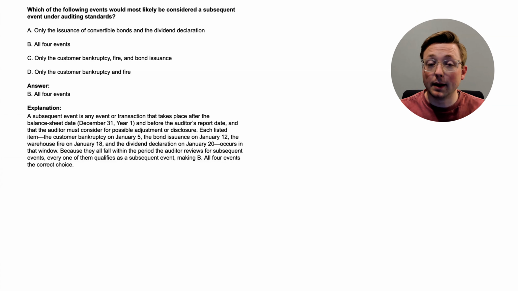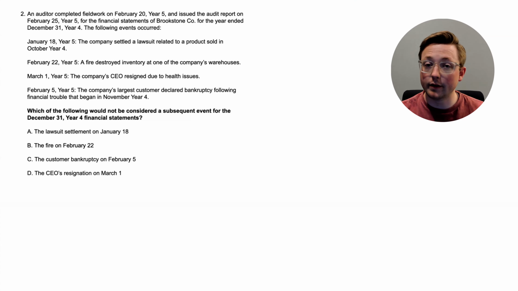Let's go through this. An auditor completed fieldwork on February 20th, year 5, and issued the audit report on February 25th, year 5, for the financial statements of Brookstone Co. for the year ended December 31st, year 4. The following events occurred. January 18th, year 5, the company settled a lawsuit related to a product sold in October of year 4. February 22nd, year 5, a fire destroyed inventory at one of the company's warehouses. March 1st, year 5, the company's CEO resigned due to health issues. And February 5th, year 5, the company's largest customer declared bankruptcy following financial trouble that began in November, year 4.